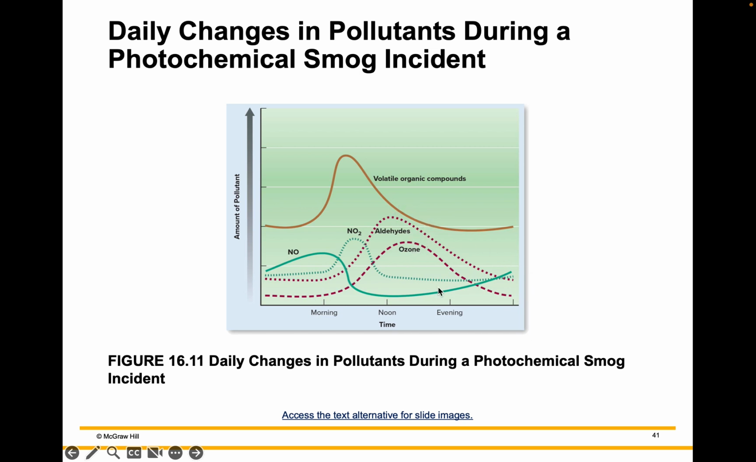And then as the day goes on, the sun begins to set, temperatures cool, things begin to sort of clear off throughout the day, but this is a predictable daily problem at certain times of the year in certain parts of the country or world.